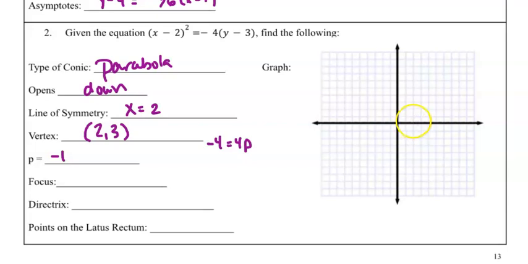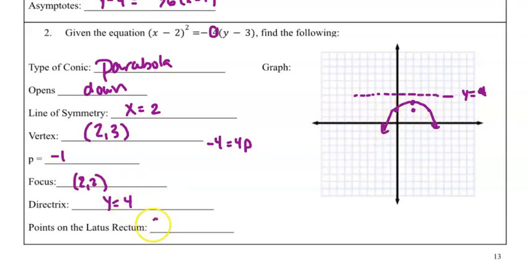So if I plot in my vertex at the point 2, 3, I need to go down by 1 to get to my focus, so that'll be the point 2, 2. And then I go up in the opposite direction by 1 to get my directrix, which will be y equals 4. And then the points on the latus rectum, remember that the latus rectum is this value wide. So I start at my focus and I go left by 2 and right by 2. And that enables me to graph my parabola and tells me that the points on the latus rectum are the point 0, 2 and the point 4, 2.